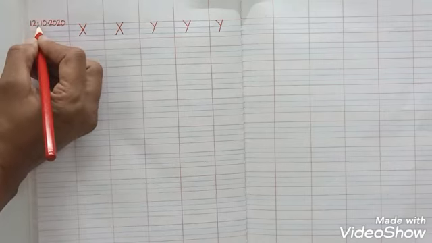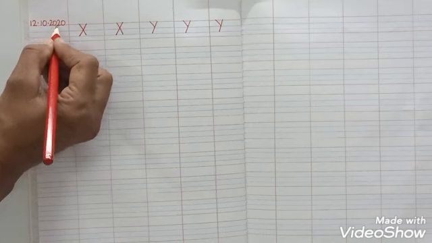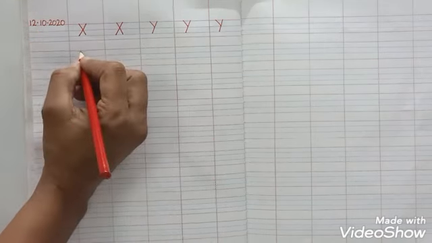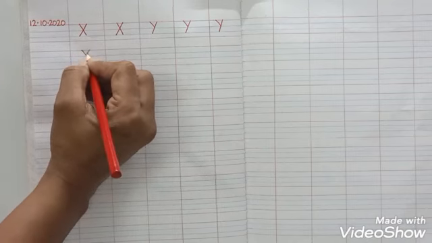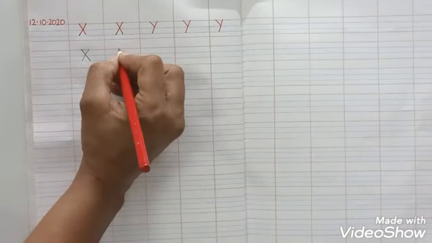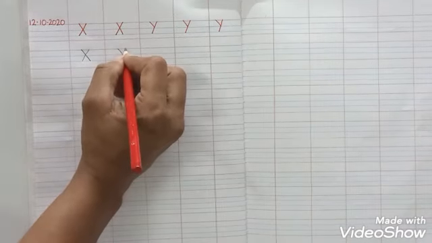Now, let's write letter X and Y in our notebook, children. You should put the date 12.10.2020. Writing X is very easy. One slanting line, and one more slanting line. Two slanting lines make a letter X. Right?